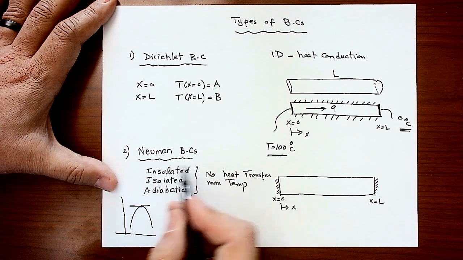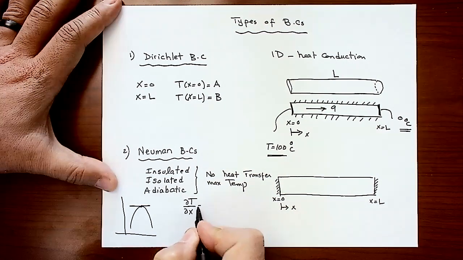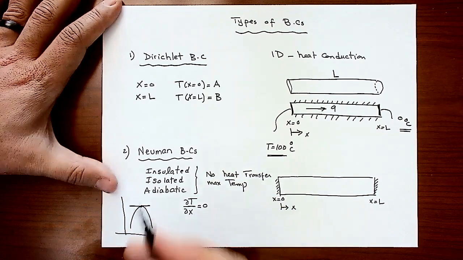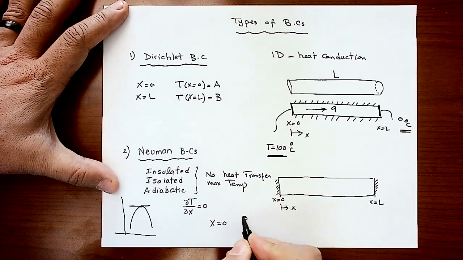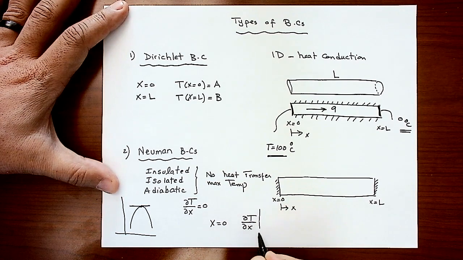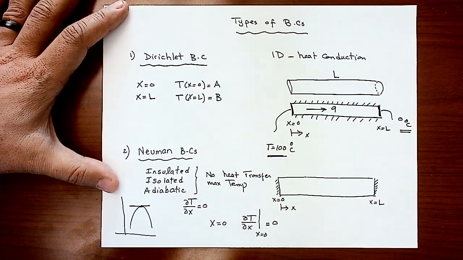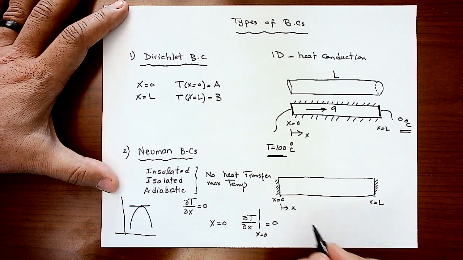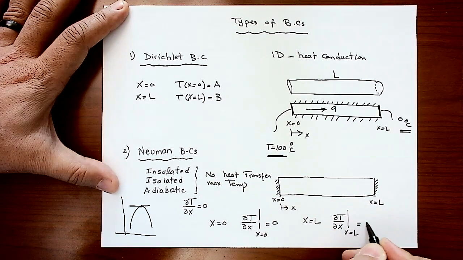So when I say that it's insulated, isolated, or adiabatic, it's partial T by partial x, if I'm looking for one dimension, should equal to 0. So under Newman boundary condition, you could say that at x equal 0, partial T by partial x at that value is totally equal 0. That's called Newman boundary condition. You are giving me not the value of the function, you are giving me the derivative of the function at that point. And the same applies for the right boundary condition. At x equal L, the derivative of the temperature function at x equal L is also equal 0.